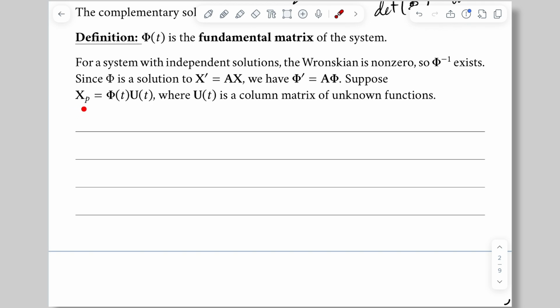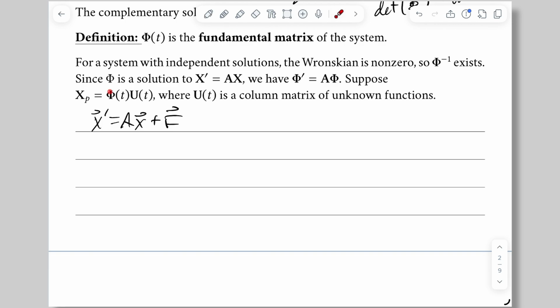X sub p is equal to phi of t times, instead of a constant column vector, a column vector of functions of t. So we have x sub p equals phi times u, where the entries of phi are functions of t and the entries of u are functions of t. We're going to plug this into x prime equals A x plus f, because what we're looking for is a particular solution that exists because the system is non-homogeneous.